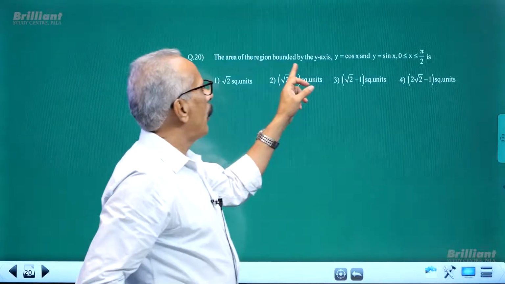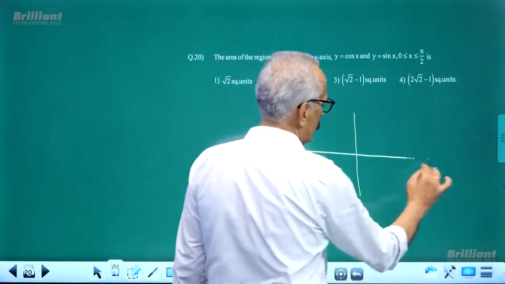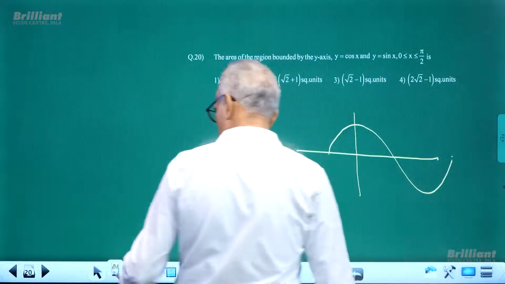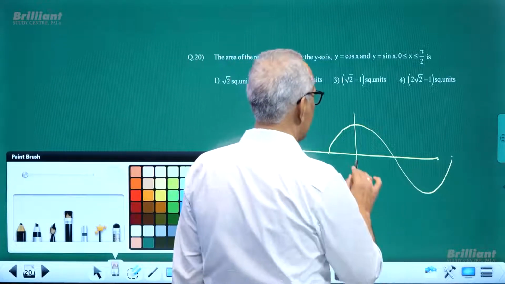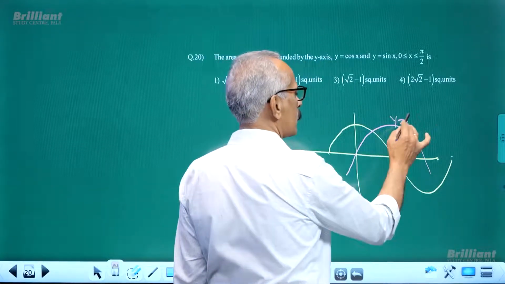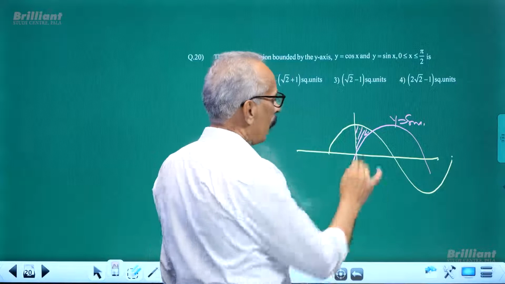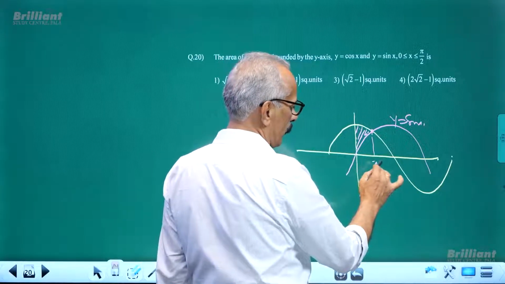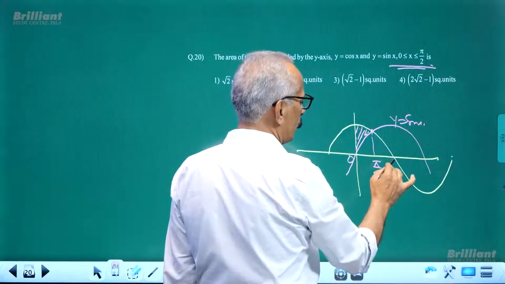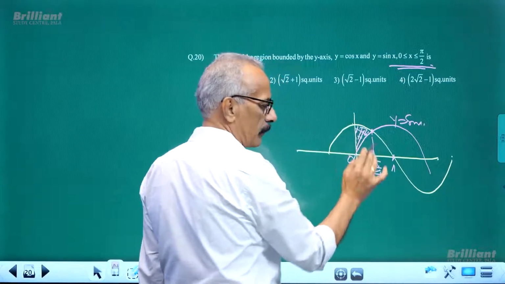The area of the region bounded by the y-axis, y is equal to cos x, and y is equal to sin x. y is equal to cos x is like this. Then y is equal to sin x is like this. So, the y-axis and this, that is this part. And they intersect at, everybody knows, pi by 4. And 0 to pi by 2, that doesn't matter. It will go up to this. But the y-axis, then the yellow curve and pink curve, that is this part.